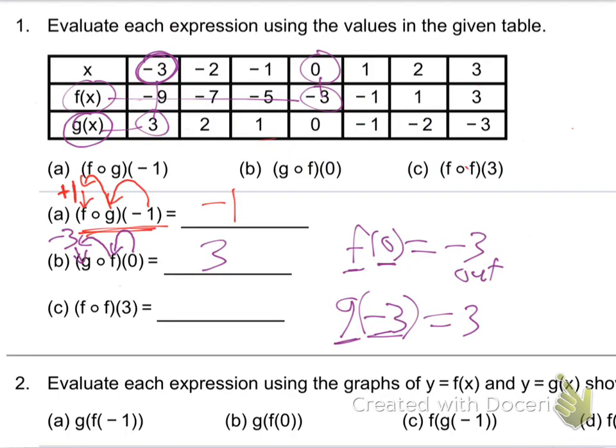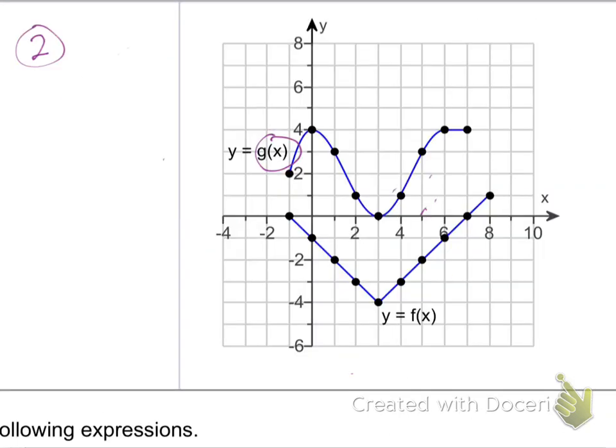Okay, so now g of f of -1. So in part A here, they want g of f of -1. You know where to start, right? We start on the inside and go right to left. So start with f of -1. Don't say it out loud. Give everybody a chance to find it on the graph. f of -1.